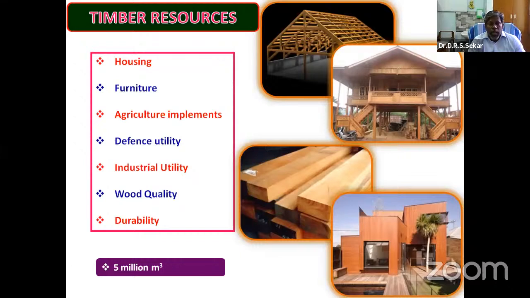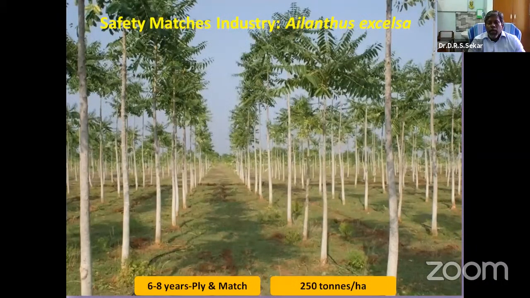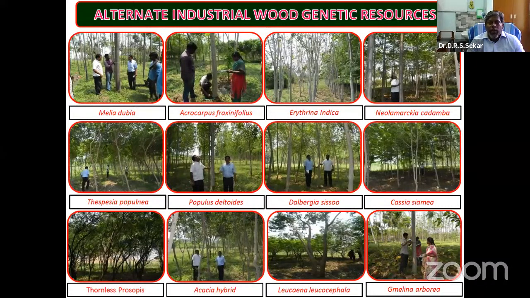Timber resources, housing and furniture are the other areas. We have a huge demand, 5 million cubic meters of wood is required. This is a small plantation, and we have alternative industrial wood genetic resources. Particularly, Melia dubia is being widely popularized in the area. Another species, Acrocarpus fraxinifolius, is being tested in a research institution now, TNAU Forest College. And poplar, we know, in the northern part of the country they are using extensively. Dalbergias are one of the very promising species as far as timber is concerned.